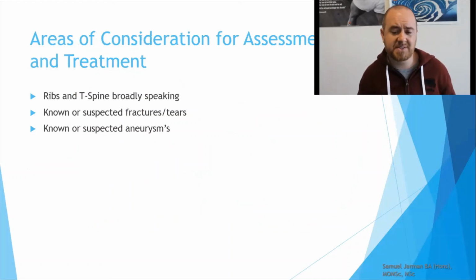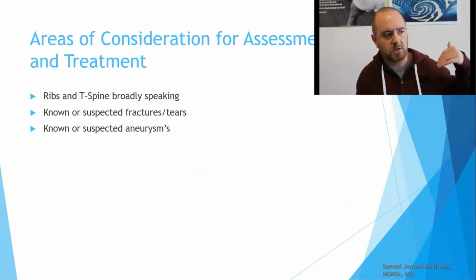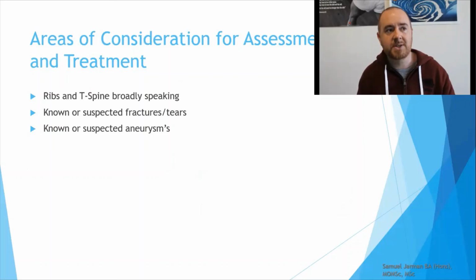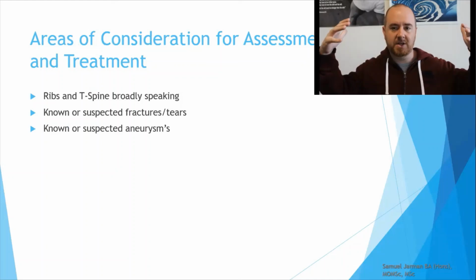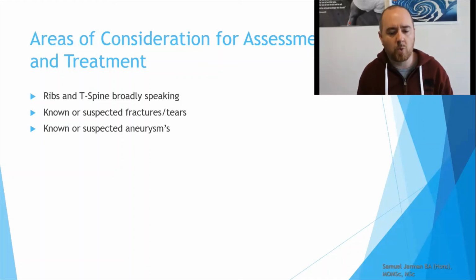Now, the areas of consideration for assessment and treatment are exactly the same as with the thorax itself: thoracic flexion, thoracic extension, thoracic side bending, rotation, because there's no point at which the thorax is going to move without the ribs. So you're generally looking at the ribs and the T-spine broadly. So you're looking at thoracic motion, generally speaking, be it flexion, extension, side bending, rotation, or some combination of the three. Rib motion, so inhalation get bigger, exhalation get smaller. You want those to be even side to side to the best of your ability to observe and interface with.